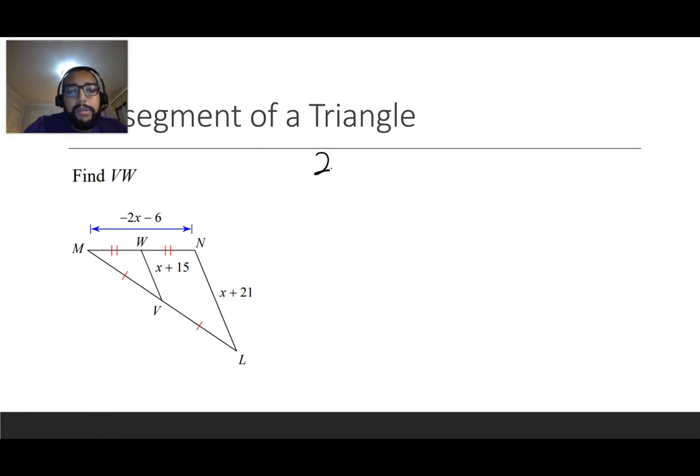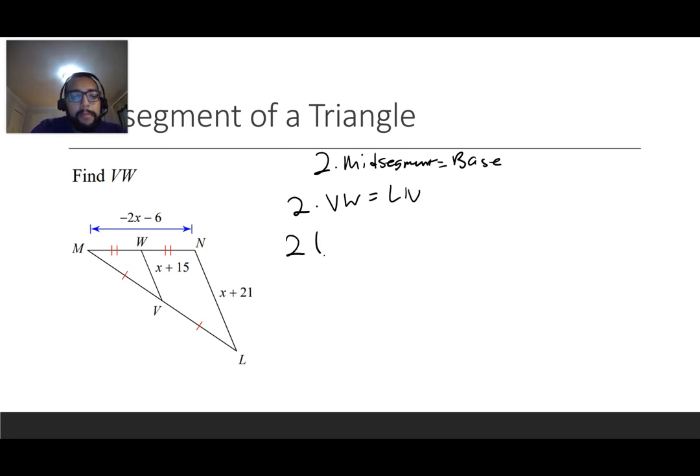So again, 2 times the mid-segment is equal to our base. So 2 times my mid-segment, which is VW, is going to be equal to my base, which is LN. And again, plug in what you know. We know the length of VW is x plus 15. And we know the length of LN is x plus 21.